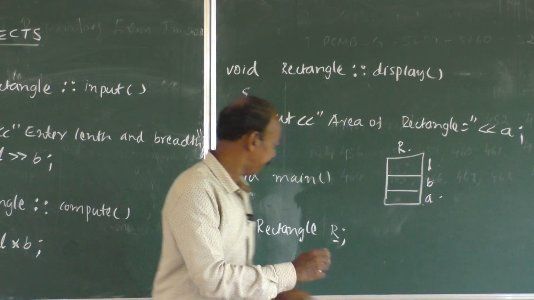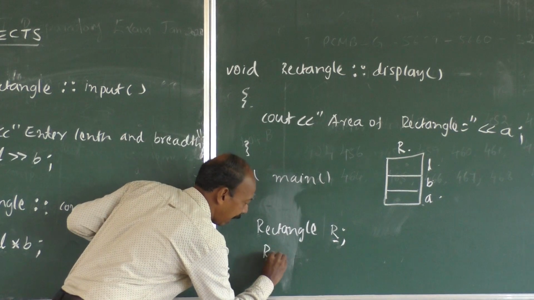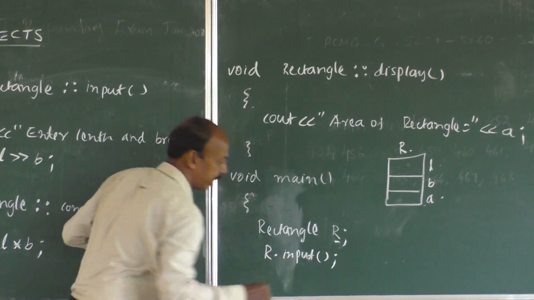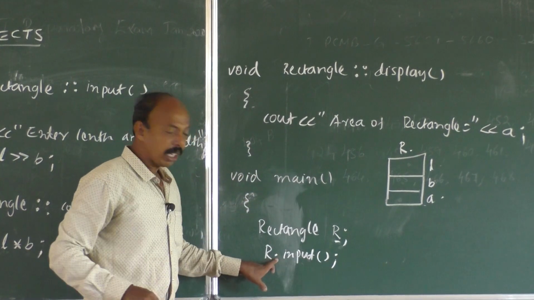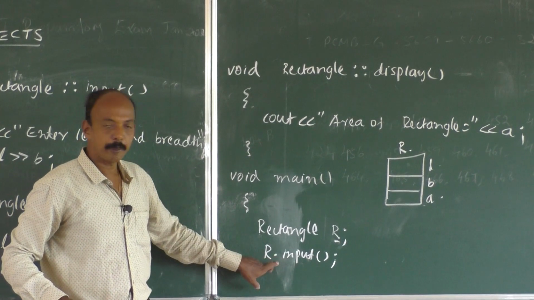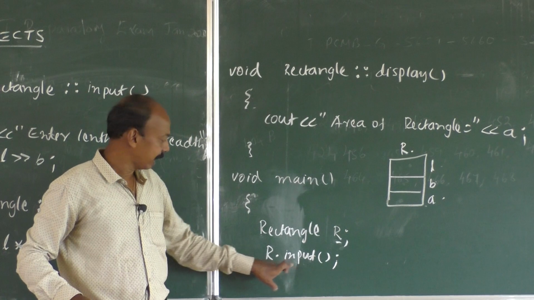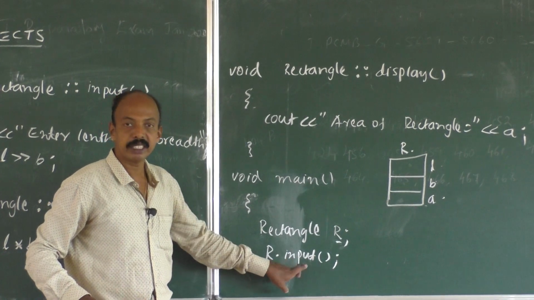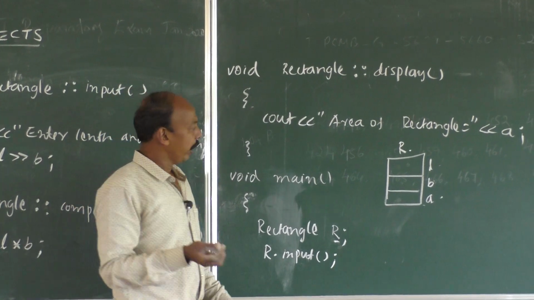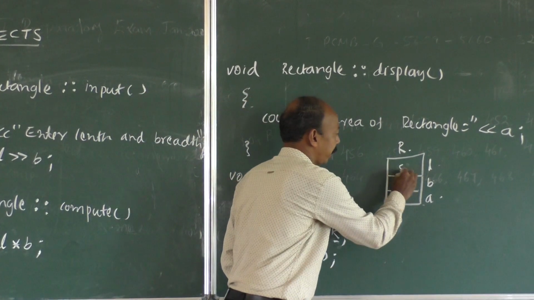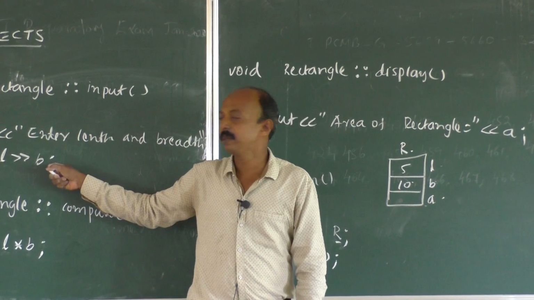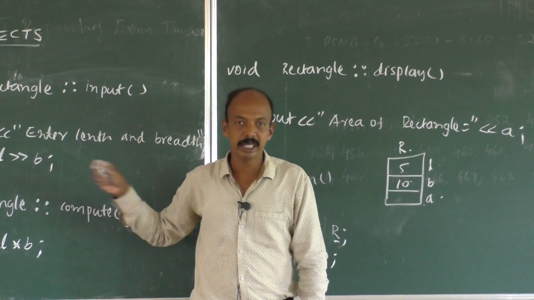So we need to write R dot input. It's a function. So dot is called as the dot operator. Object, dot operator, function name. R is the object, dot operator, input is the function name. Now we will input the value. Any value that you are going to input, let it be 5 and 10. With the help of the function, we will input the value of length and breadth.